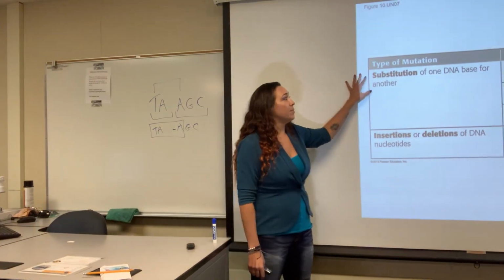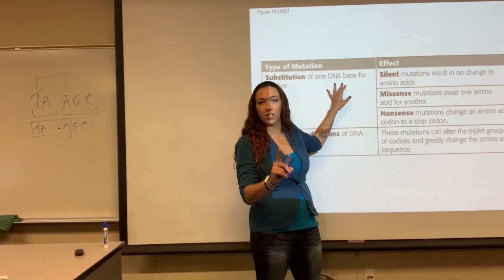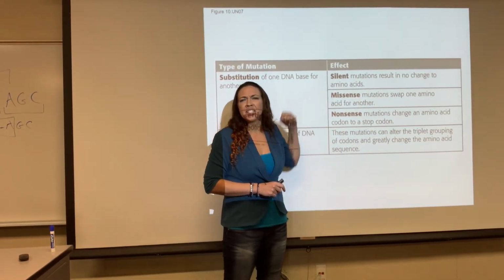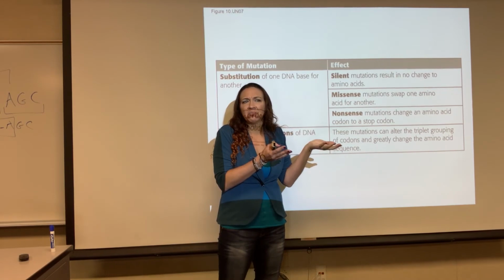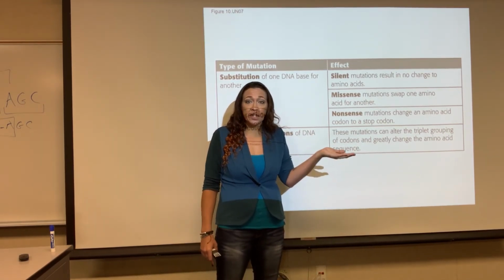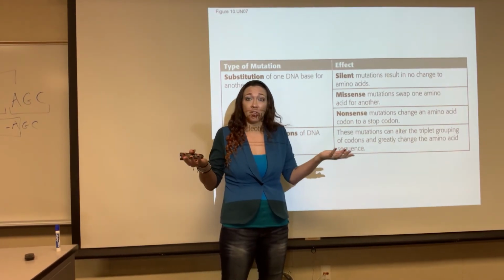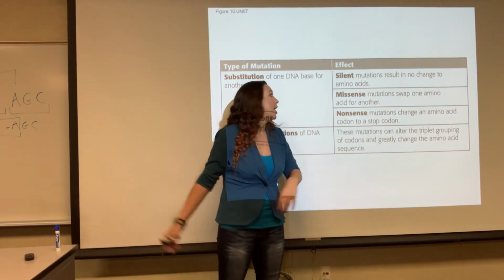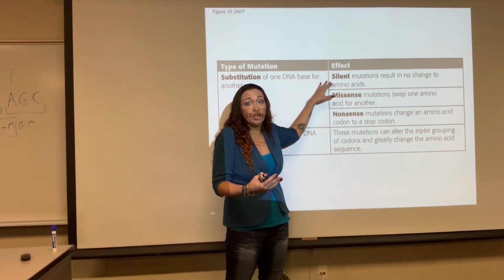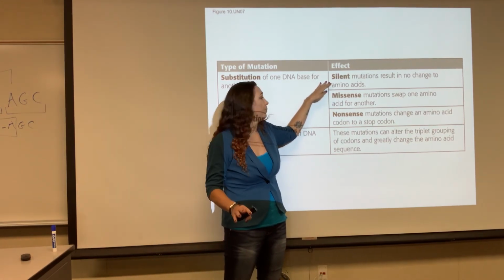So, substitutions, not that bad, right? Substitutions, you're substituting one for the next. In a silent mutation, say you go from an A to a C, but it doesn't change your amino acid. AAA codes for leucine, AAC codes for leucine. Nothing happened, right? Same amino acid was your product. That's known as silent, doesn't affect it. It was a mutation, yes, but your amino acid was the same, so your protein's the same, no problem.